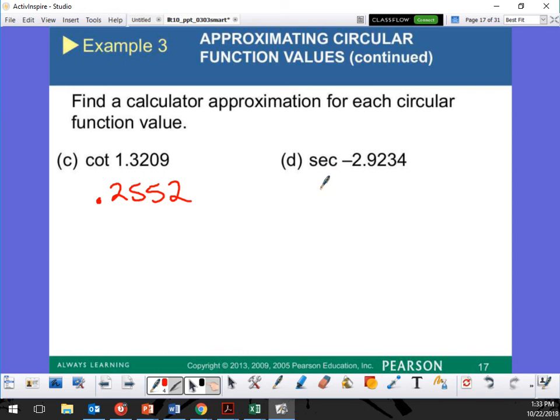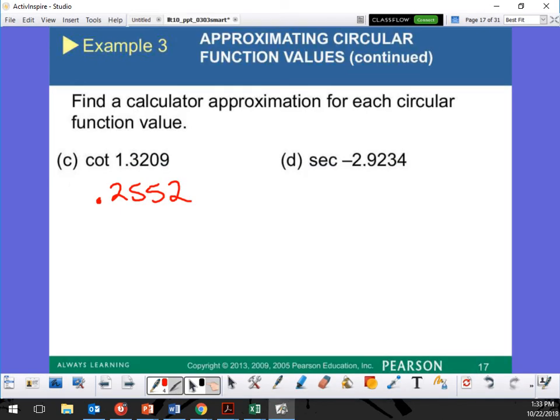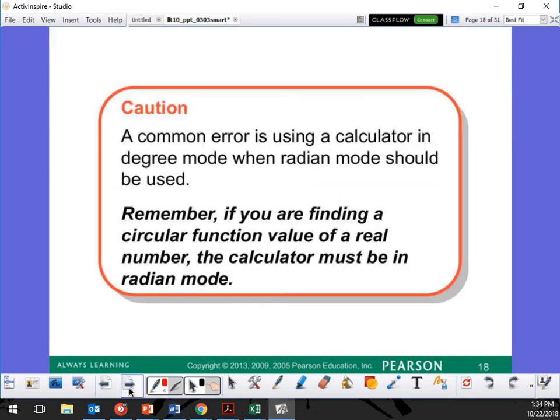It's difficult, man. Secant. Negative 2.9234. You get negative 1.0243. Say it again. Negative 1.0213. Pretty easy, right? Just plug and chug. Make sure it's in the right mode.